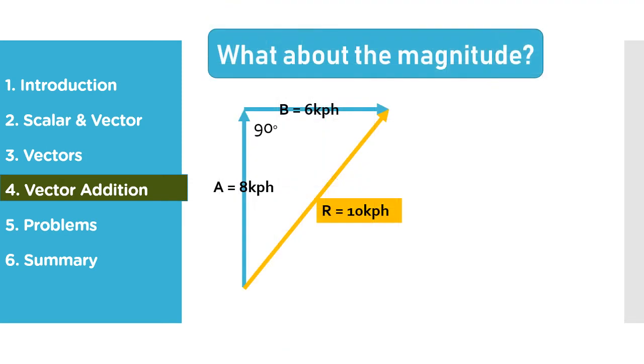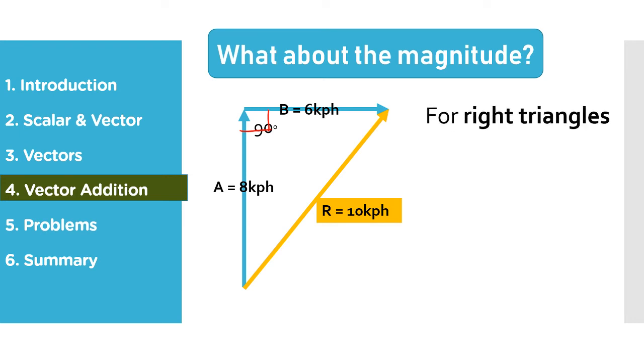So how do you get the magnitude of this resultant vector? Well, we know it's 10 kph, but how exactly did we arrive at 10 kph? You already know what direction it would go to, but you don't know about the magnitude. Well, if you notice, this is actually a right triangle.